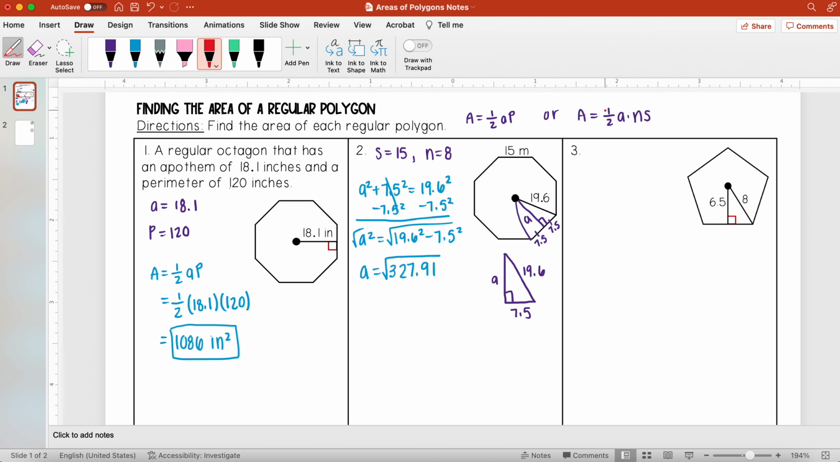So I have my S, I have my N, I have my A. I can now use this second formula here. So I have area is equal to 1/2 times my apothem times N times S. So I have 1/2 times the square root of 327.91 times N, which is 8, times S, which is 15. And multiplying that all together, you should get that this comes out to being approximately 1,086.5 meters squared.